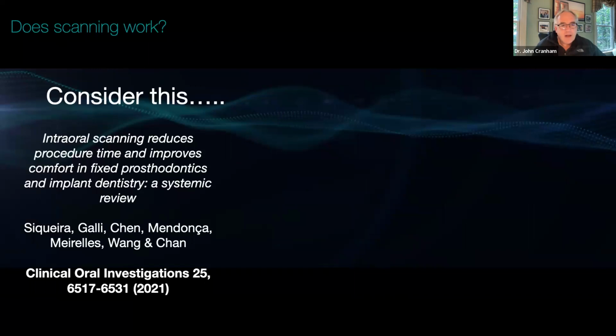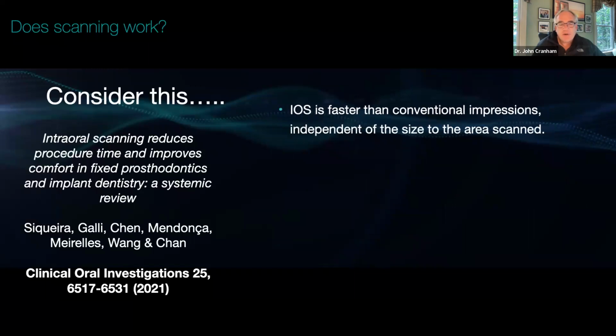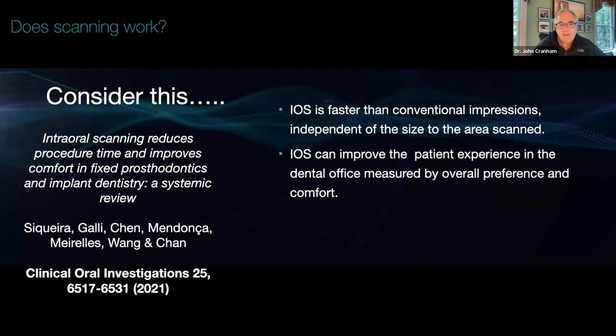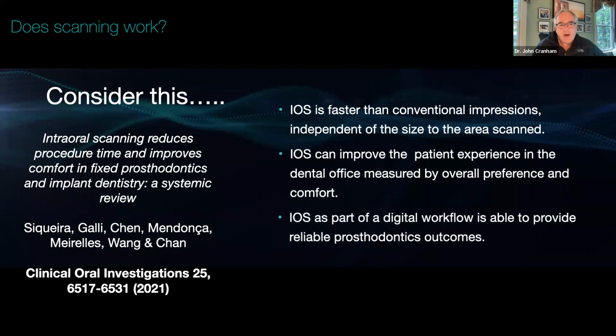This was by a group that I respect, in Clinical Oral Investigations. Their basic summary of this article, back in 2021, just last year, is that intraoral scanning is faster than conventional impressions, independent of the size of the area to be scanned. So you could compare a quadrant to a full arch scan, and it's going to be faster. It definitely improves the overall patient experience. I hear that over and over, people blown away by the scanning and not wanting the mush in their mouth. As part of a digital workflow, it is able to provide reliable prosthodontic outcomes.